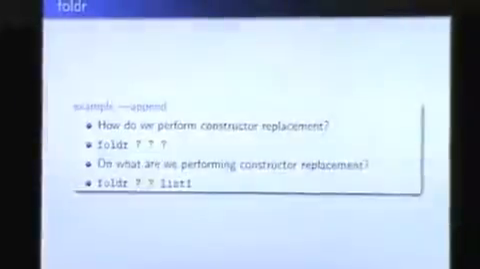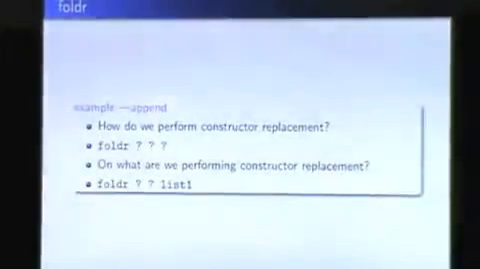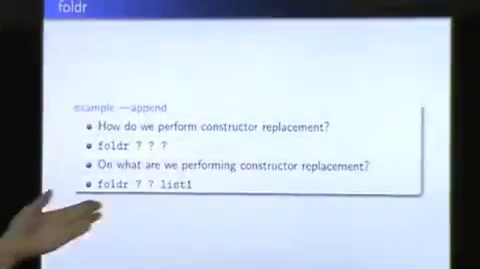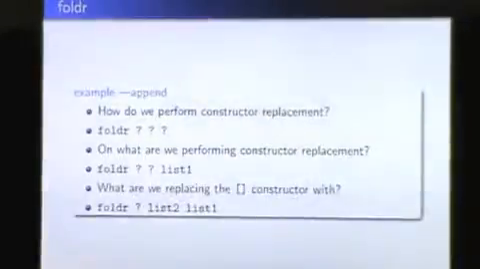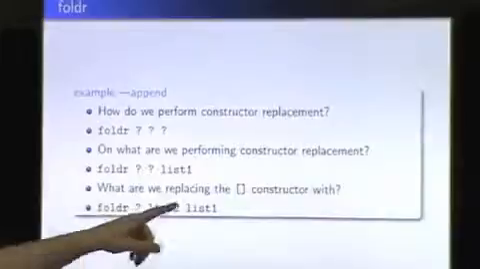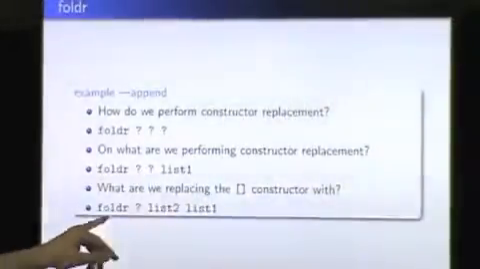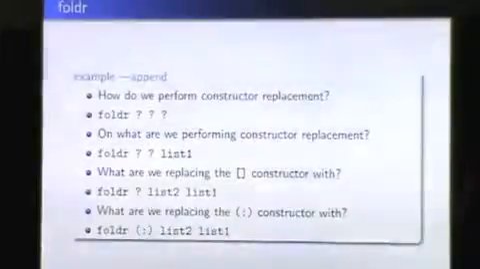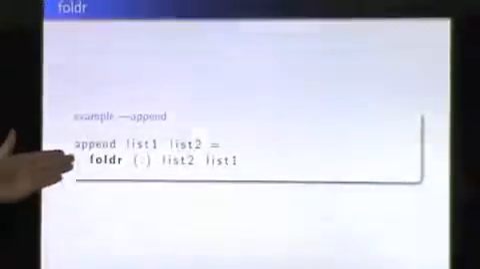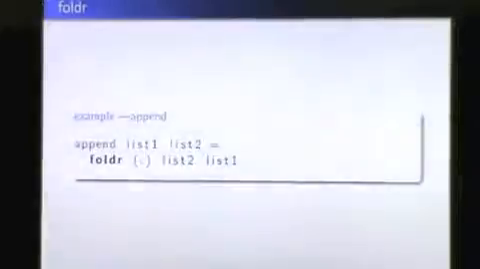Oh geez, I'll walk through it. Yeah, so what do we perform the constructor replacement on? List 1. That's the third argument, remember? And what are we replacing nil with? We said list 2. And here, replace cons with cons. And we end up with the Haskell source code for append.